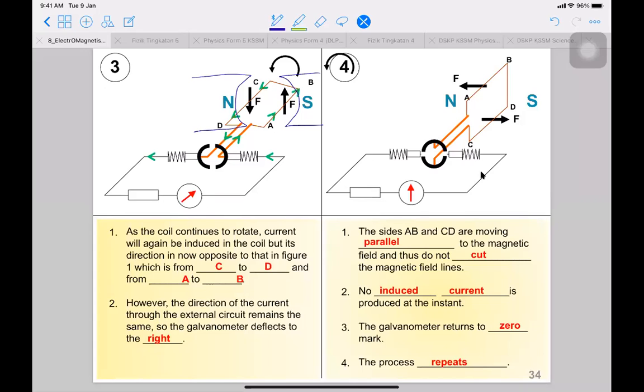Now in step number 4, it is now in a vertical position again. When it is in a vertical position, the magnetic flux can go through the coil without being cut. So no cutting of magnetic flux, no induced current is produced. So the galvanometer stays at the center without any deflection. Okay?